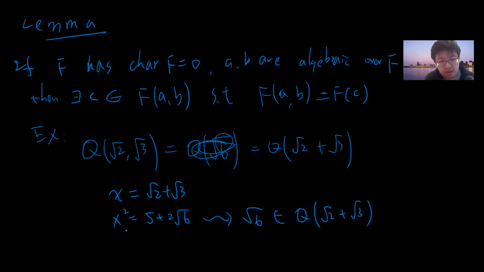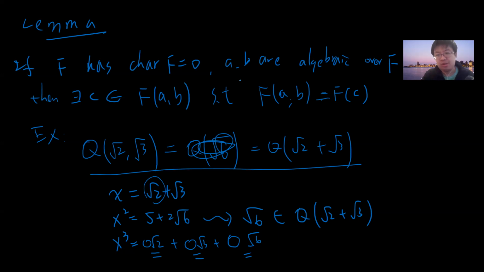I guess you can further do the cube, and then you will get something like square root of 2 and square root of 3 terms plus this. And you can keep doing this, but then you can solve a linear equation to write square root of 3, or square root of 2, in terms of x. So this is the strange example: if you take a lot of roots and add them to the field F, it is actually the same as adding just one. This is the simplification. Okay, so let's prove it.